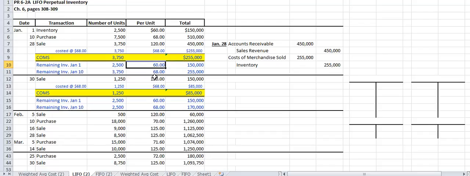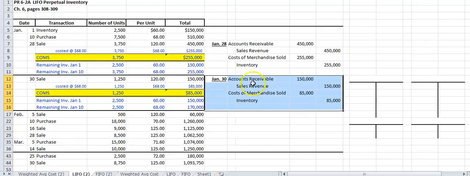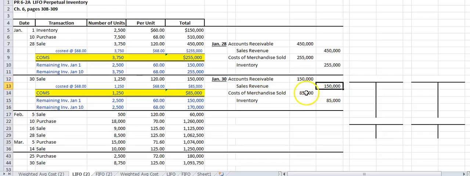And this one over here gets reduced by 1,250, and it comes down to 2,500, right? And so the 85,000 and the 150 are key for my entries, right? We know that that's going to be a number used as cost of merchandise sold and offset with inventory, and the sales revenue is going to be 150. And so the entry would look something like this, right? Accounts receivable 150, sales revenue 150, cost of merchandise sold 85,000, and inventory goes down by $85,000.